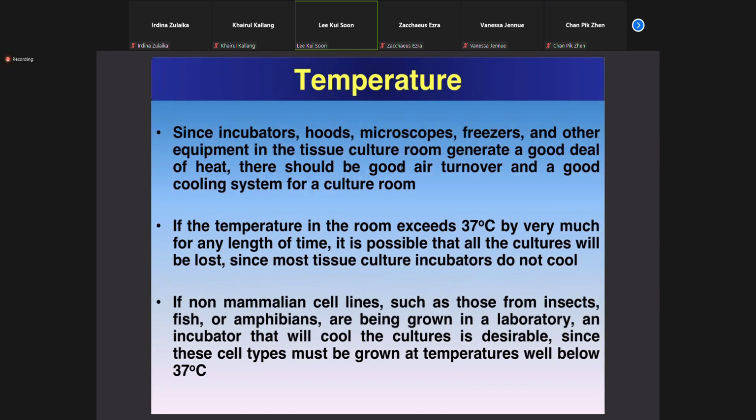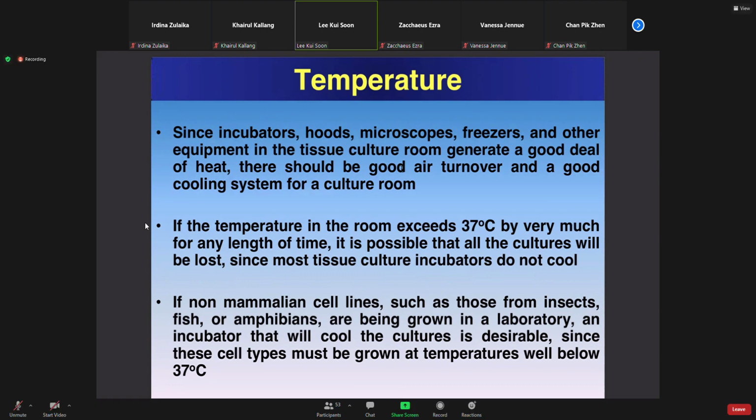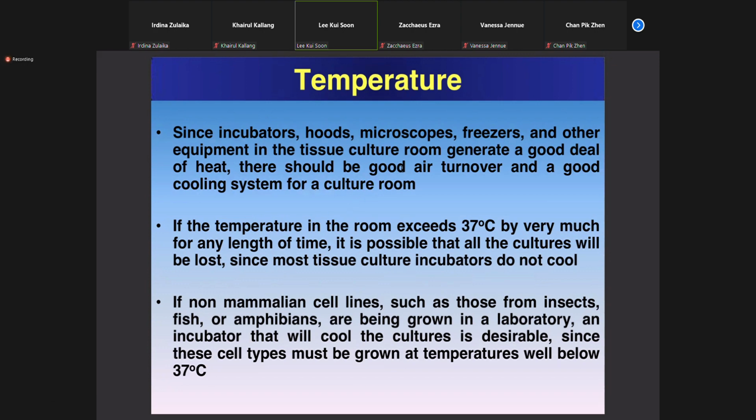lab will generate a good deal of heat, there should be a good turnover and a good cooling system for the culture room. So if your incubator is at 37 degrees Celsius, but the room temperature is 40 degrees Celsius, do you think that is a good idea? Do you think what will happen? What will happen actually to your culture later?